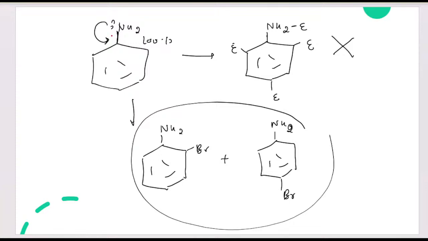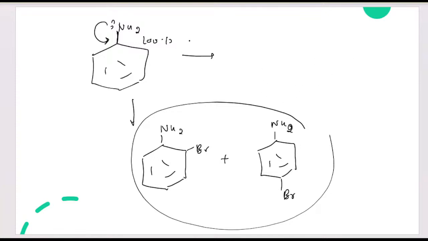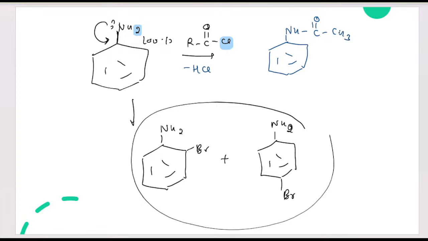How to protect this? In order to protect this, we use an acetyl group. Let me use our COCl group. So what is happening? This hydrogen and this chlorine both combine and there is a removal of HCl. So HCl is basically omitted. Next step, in this case we end up with N-H-COCH3. Okay, so this is how it's formed.